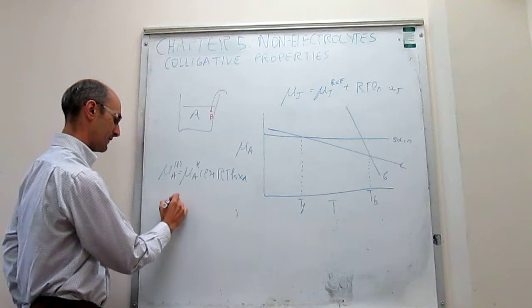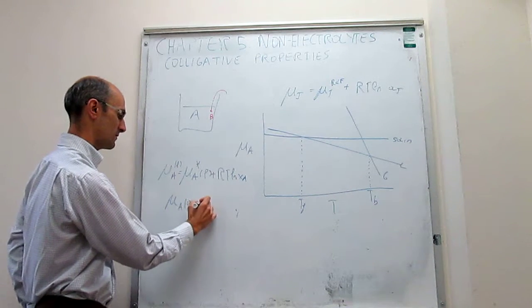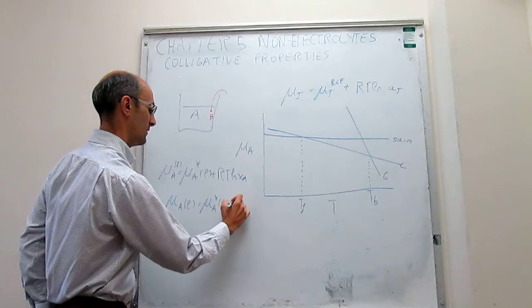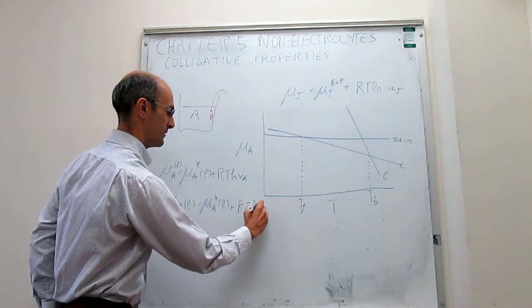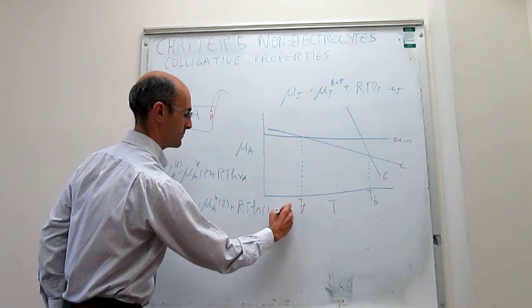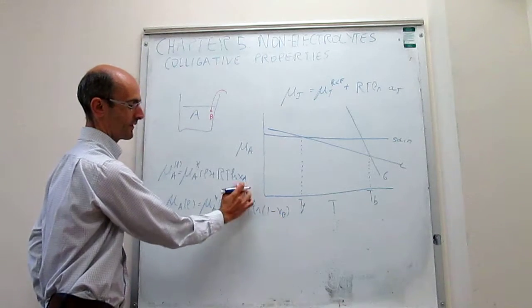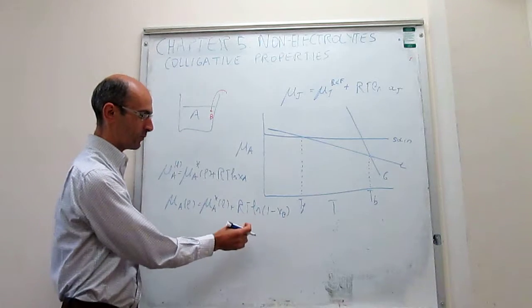Okay, so putting this in terms of the concentration of solute, what I get is the following: mu sub A star of the liquid plus RT natural log of 1 minus X sub B. Binary mixture, you only have A and B, so the mole fraction of A has to be 1 minus X sub B. Right, so what do we learn here?